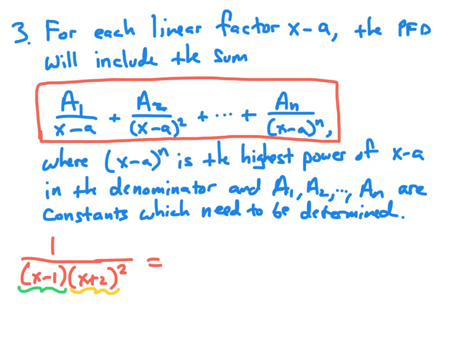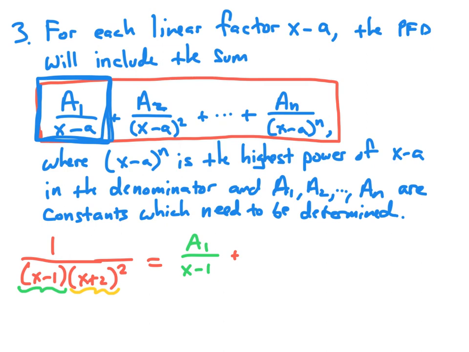When we start with x minus 1, since it appears to the first power, we only need to consider the first term of our sum here, a1 over x minus a. And so in our partial fraction decomposition, we're going to get a term of the form a1 over x minus 1. Here we do not need to go any further because our factor, x minus 1, appears only to the first power in that denominator.